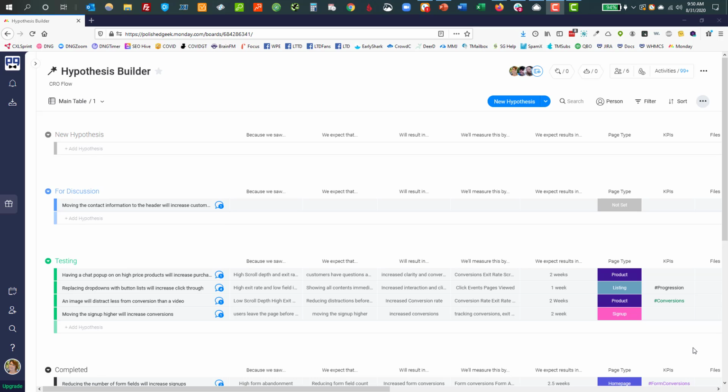I'm here to show you the Hypothesis Builder. It's a board template that's part of CRO Flow. It's deceptively simple. It has only a few fields that you actively fill in, and then it acts as a connection point to the rest of the system.